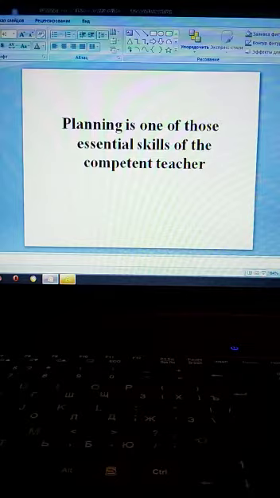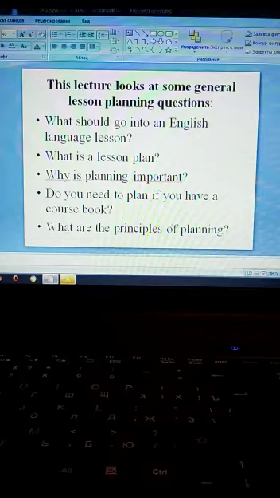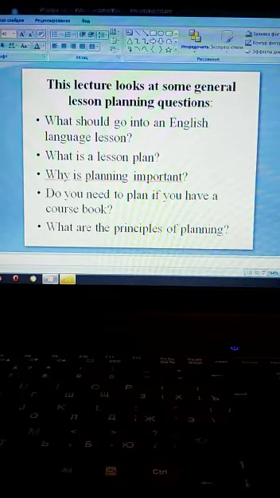The plan of our lesson. What should go into an English language lesson? What's a lesson plan? Why is planning important? Do you need to plan if you have got a course book? What are the principles of planning?